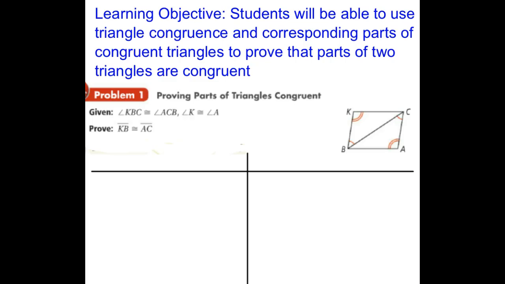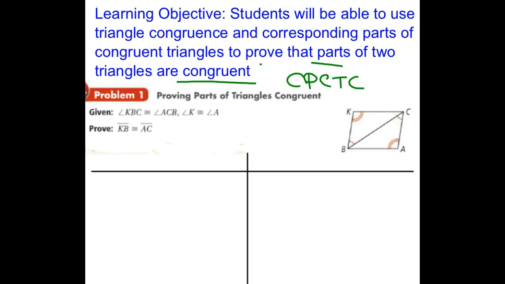Alright, so after that, this was our really big proof chapter, so we got to do some proofs. Students will be able to use triangle congruence and corresponding parts of congruent triangles to prove that parts of 2 triangles are congruent. So if you're kind of taking that apart, we're going to prove that parts are congruent. We're going to do CPCTC proofs.